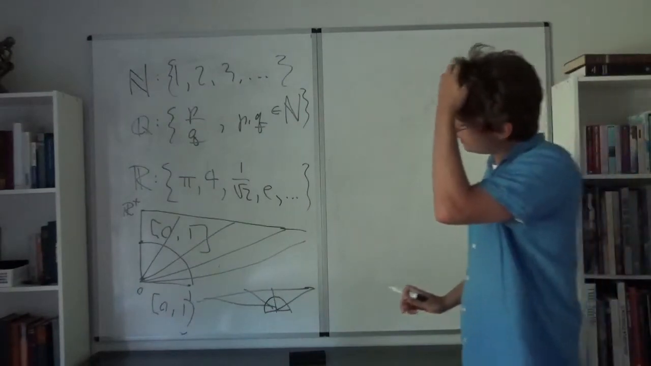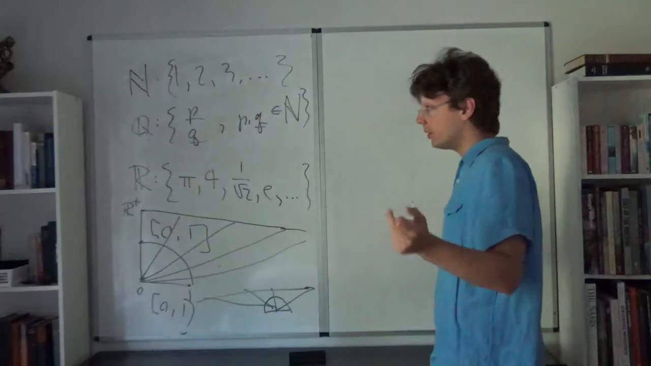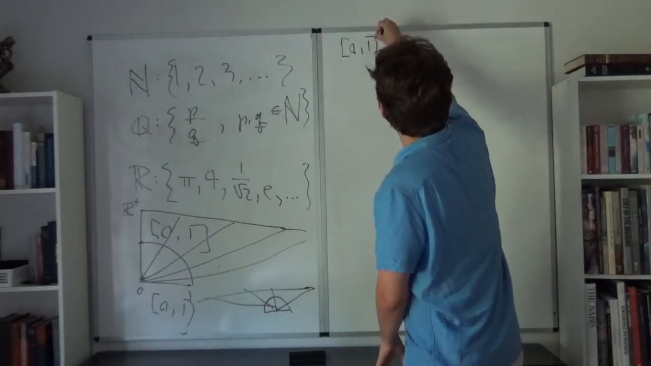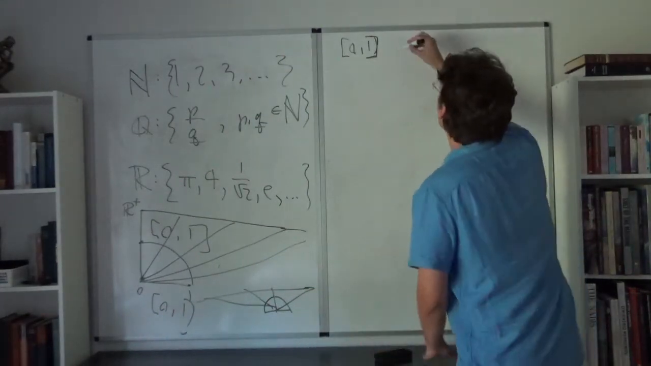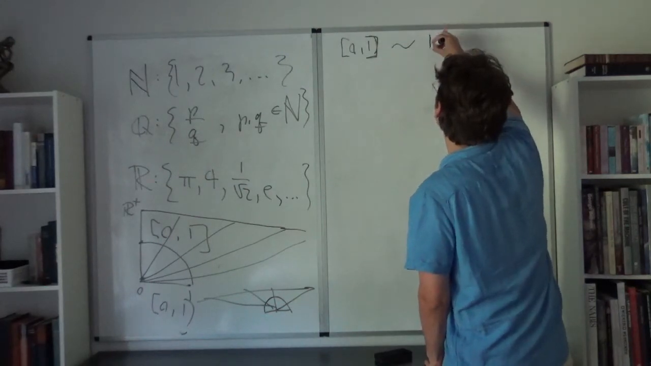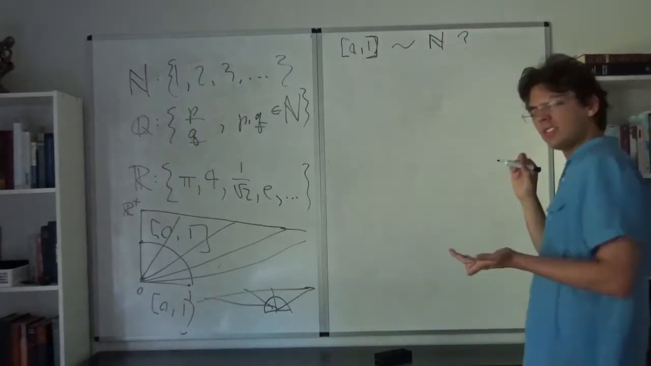Well, let's just deal with the simpler case of 0 to 1 and the natural numbers. Are those the same cardinality? I'll add up the endpoint because it's just 1 point, it's not a big deal. Is it equivalent to the natural numbers? Well, let's say it did.